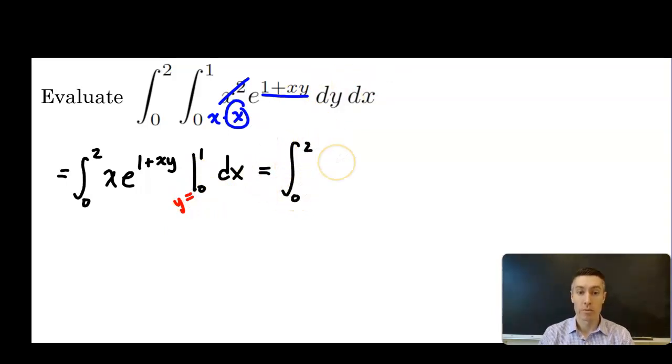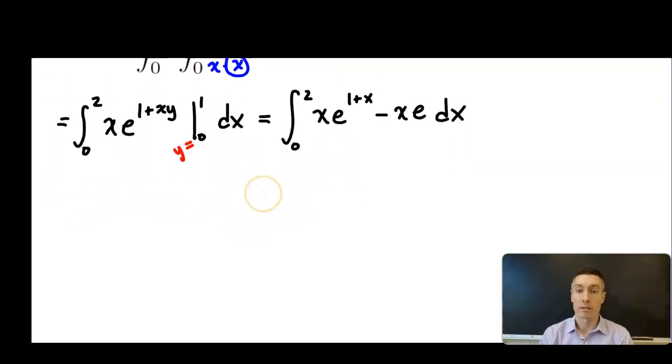So we have the integral from 0 to 2 of x e to the 1 plus x, and then minus x times e to the first. Right? If y was 0, e to the first dx. Okay, so far, not bad. And now we go to integrate with respect to x.